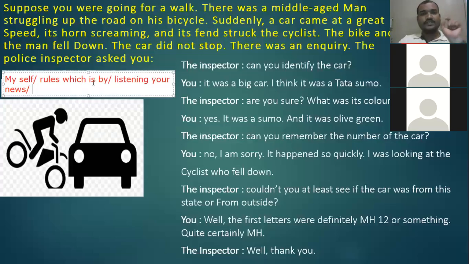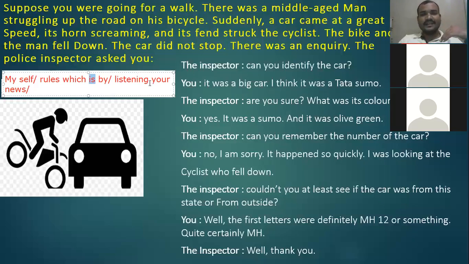Next, "rules which is by government". Here, "rules" is plural, in the sense of more than one rule. So if it is more than one, automatically you have to use a plural helping verb. Rules which are given by the government. So the rules which are given by the government, the people need to understand and focus on, and they need to follow the guidelines of the government. That is the way we're supposed to make the sentence.